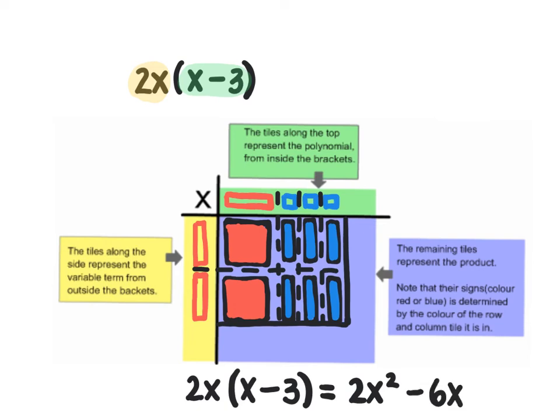And there you have it. We can use algebra tiles to create area models to represent what's happening with the distributive property when there are x's both inside and outside the brackets.